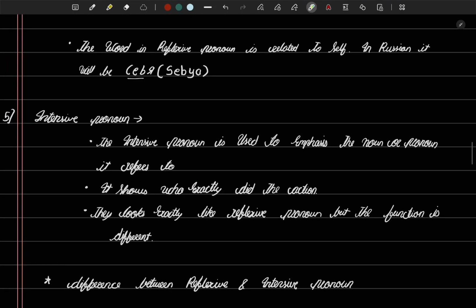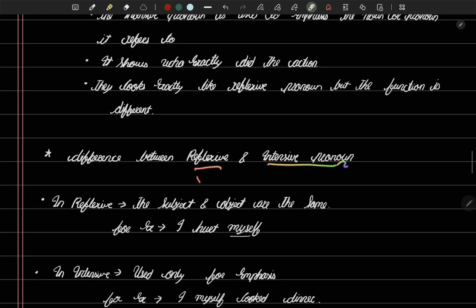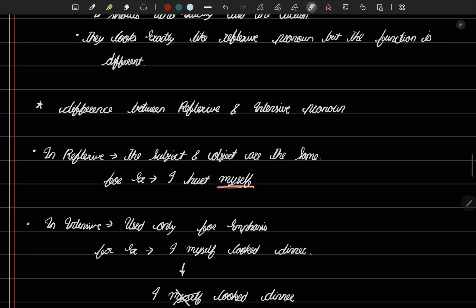And the fifth one is intensive pronoun. The intensive pronoun is used to amplify a noun or a pronoun it refers to. It shows who exactly did the action. It looks exactly like a reflexive pronoun, but the function is different. So let's see the difference between reflexive and intensive pronouns. In reflexive pronouns, the subject and the object are the same. For example, I hurt myself.